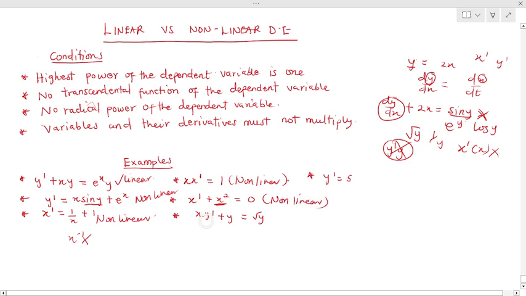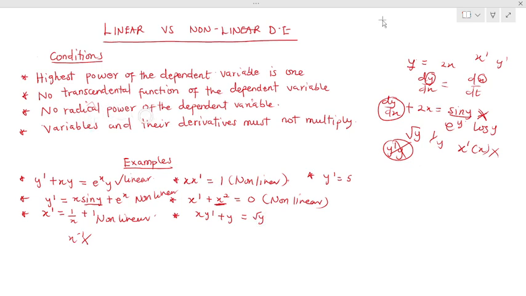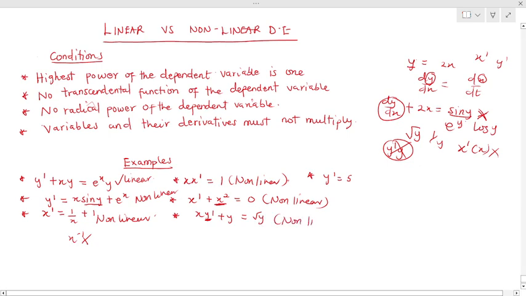Then I also have x y prime plus y is equal to square root of y. There shouldn't be any radical power of the dependent variable. Since y is our dependent variable, we have square root of y, so this is also nonlinear. Then finally, I have y prime is equal to 5. This is a perfect linear equation.